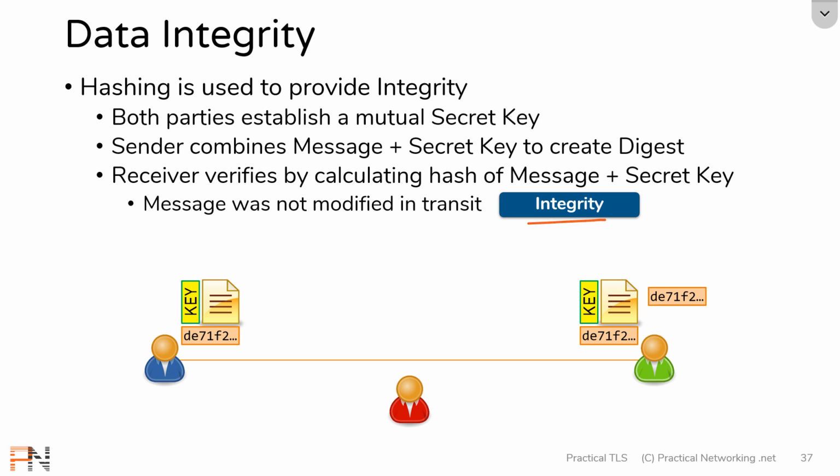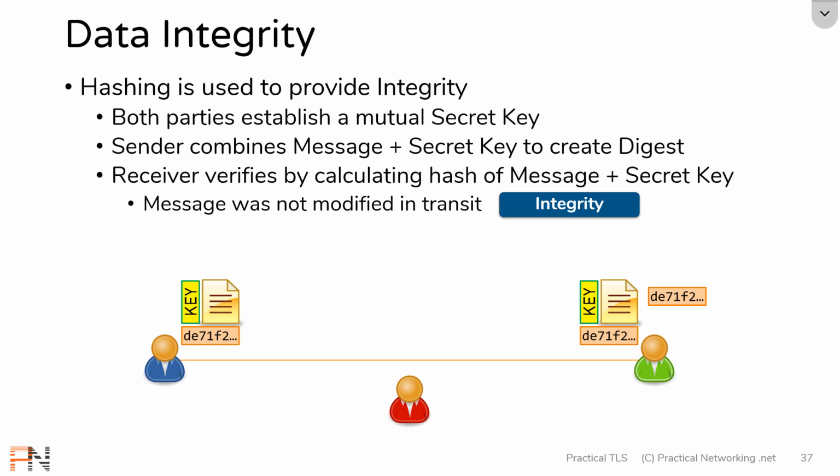That's the integrity property. If the interceptor over here had intercepted that message and changed that message, even if it had recalculated a digest, since it didn't have this key, it wouldn't be able to create a digest with the morphed message that the receiver would accept. The receiver is only going to accept a message if, when combined with this key, it produces the digest that is expected.